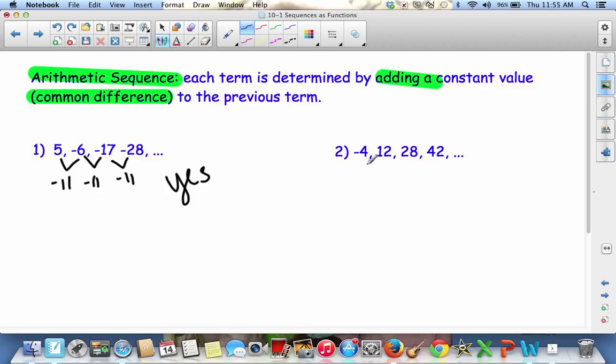What about the second one? Are these arithmetic sequences? -4 to 12 is 16. 12 to 28 is 16. 28 to 42 is 14. So is this a sequence? No, it's not.